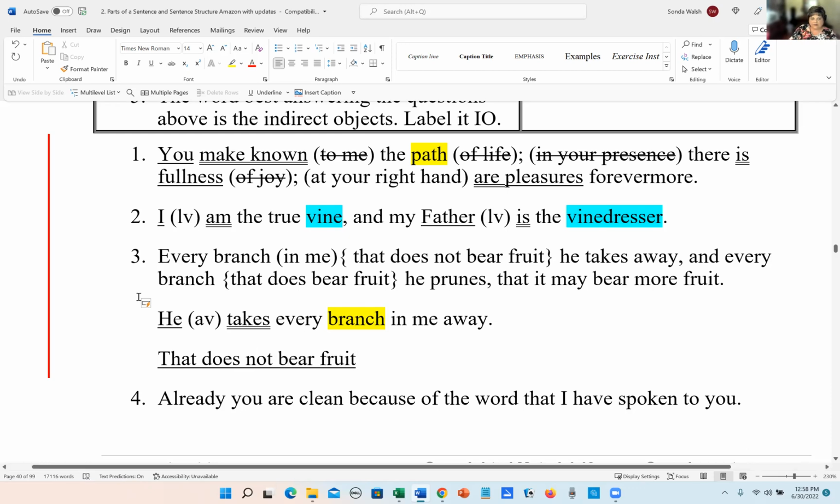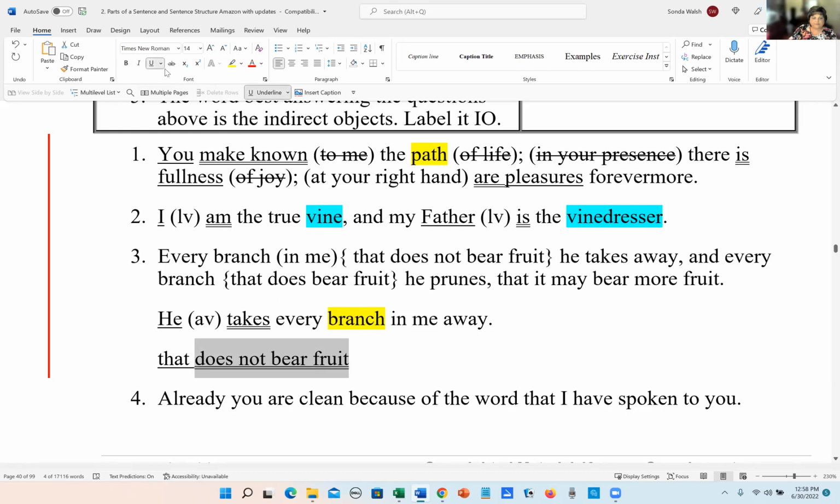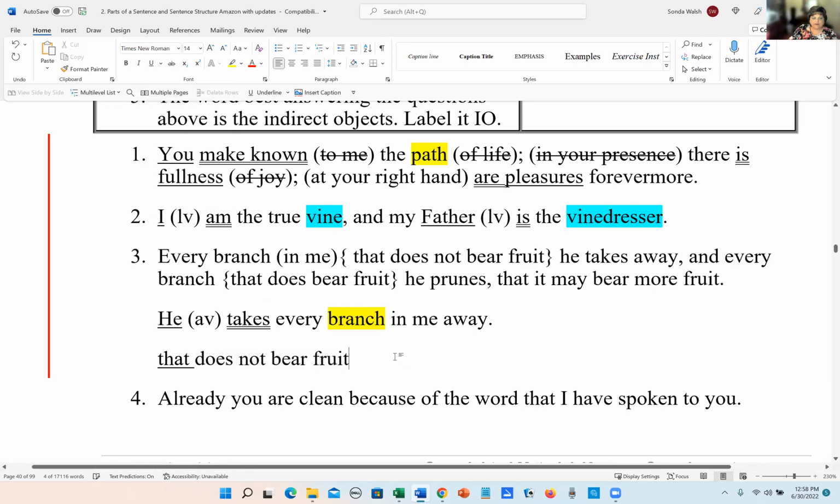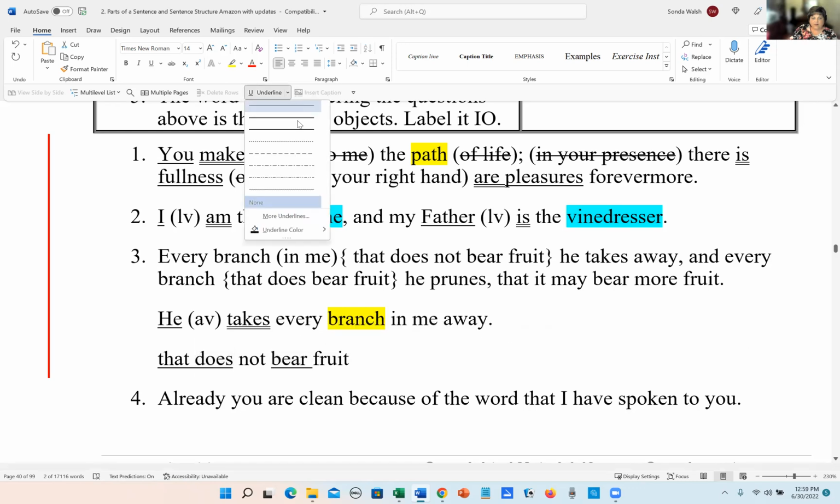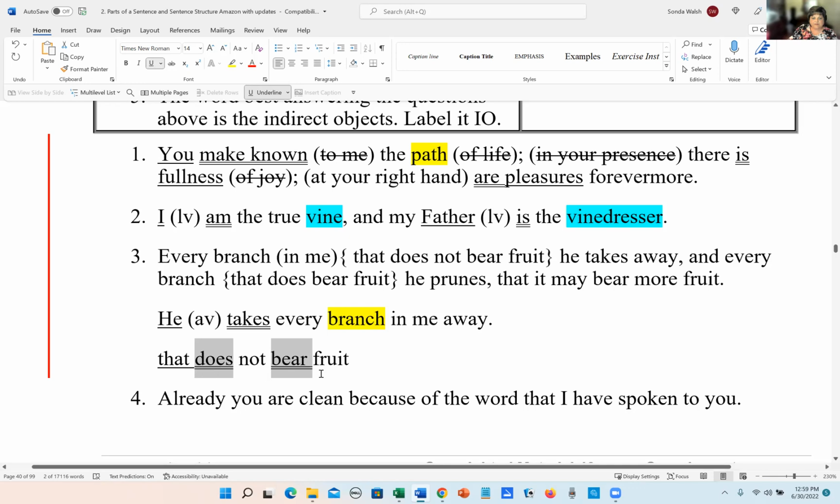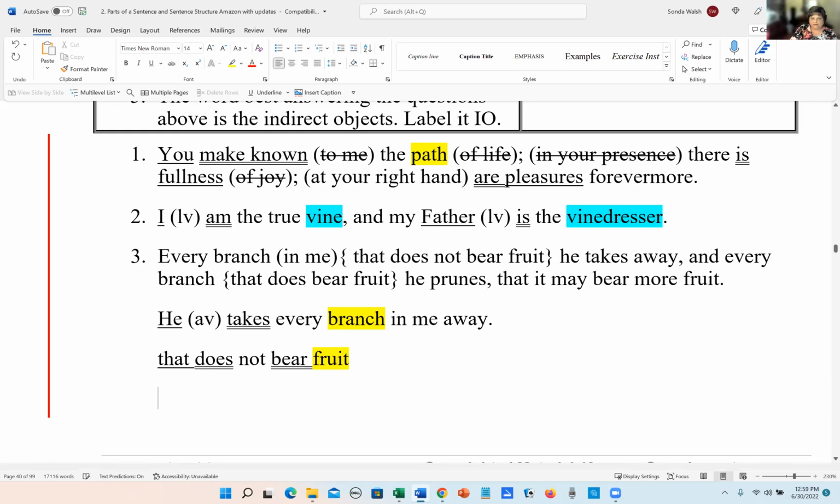And this is a clause, so we don't need to start it with a capital letter. And we don't need the whole thing underlined. Okay, so that is the subject. Does bear is an action verb. Does bear what? Fruit is a direct object. Okay. So we did every branch in me that does not bear fruit, he takes away. Okay. And let's do the next one.